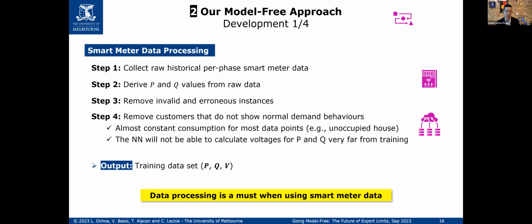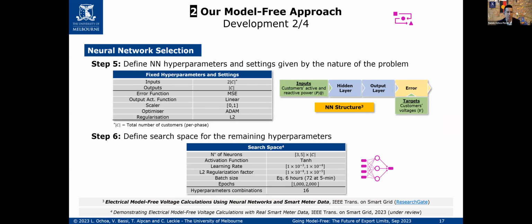So you just pick, as a distribution company, the period in which it hasn't changed. Apart from that, all good. Now, then we move on to the neural network selection, the production of the neural network.